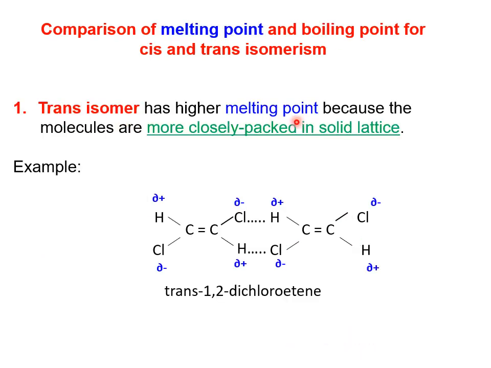Next is about melting point. Melting point is solid change to liquid. Trans isomer has higher melting point because the molecules are more closely packed in the solid lattice. Why? If you look at this trans 1,2-dichloroethene structure, this is the heavy part, this one is light. And then this part is light, this one is heavy. So the combination between heavy and light, right? So it makes the molecule closely packed. It's more difficult to break. That's why the melting point is higher.